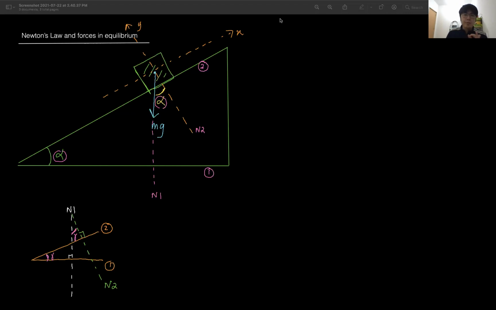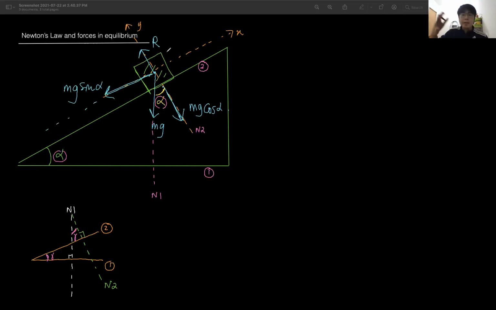So from here, I resolve the mg. In this direction, this is mg sine alpha. And this direction is mg cos alpha. This mg cos alpha is asking the block to go into the surface, but it is not allowed because it is pressing on the surface. So the surface will press it back in this direction. Thus you get the reaction, also Newton's third law.